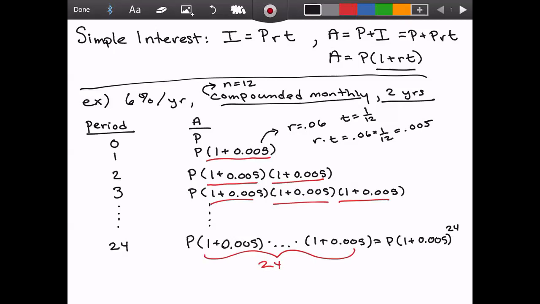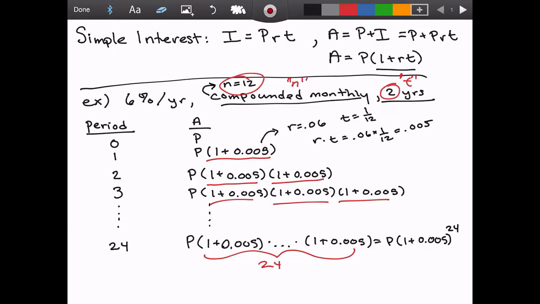So if we want to figure out how much interest we're going to earn, it's going to be the original amount you start with times 1.005 to the 24th power. And that's it. All right, let's try to put this a little bit more generically. So in other words, I'm not going to mention what n is this time, and I'm not going to mention what t is. We'll just call it n, and we'll just call it t, and redo the same kind of calculation.